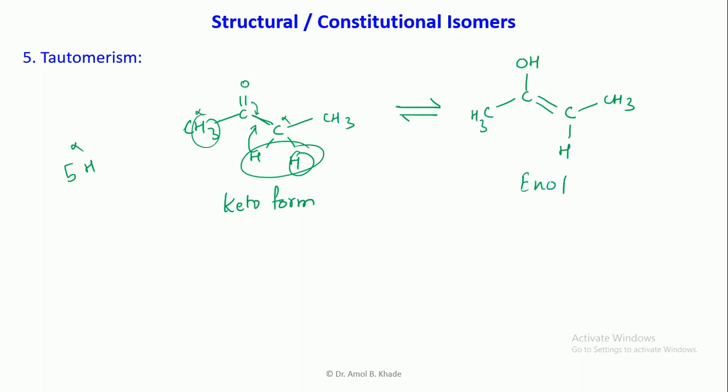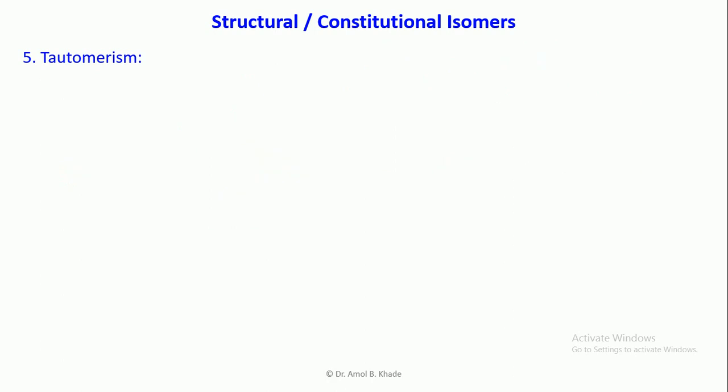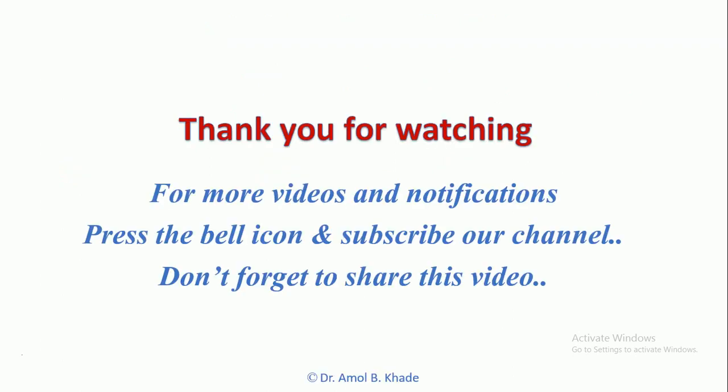Why is it an enol? Because it contains a hydroxy group as well as a double bond. So whenever you find there is an OH and a double bond, this is referred to as the enol form. These are interconvertible because enol can go into keto and keto can go into enol form, and they will always maintain the dynamic equilibrium with each other. That is referred to as keto-enol tautomerism. I hope you have understood the isomers, especially the structural or constitutional isomers. Thank you for watching this video.